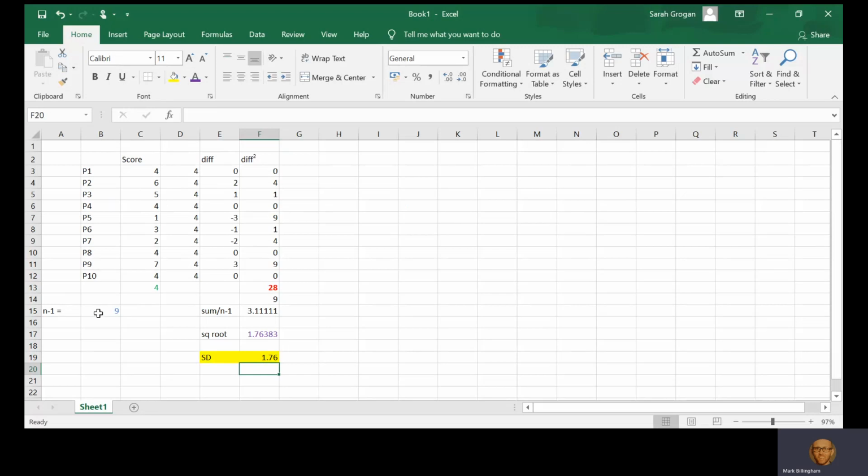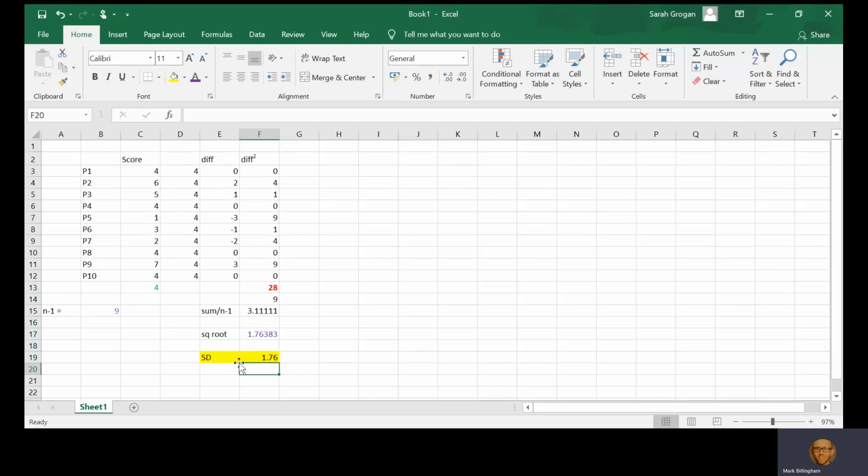You then work out n minus 1, which was 9 on this occasion, and then we do 28 divided by 9. Okay, the sum divided by n minus 1, and that gives you, in this case, 3.111 recurring. The final step is to square root that 3.11111, and that gives us 1.76 to 2 decimal places. So we call that the standard deviation.